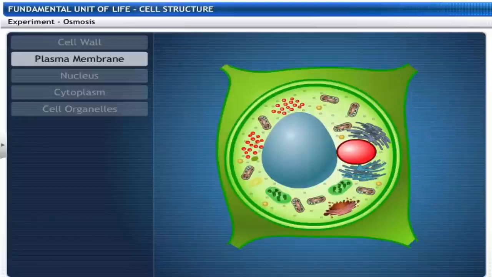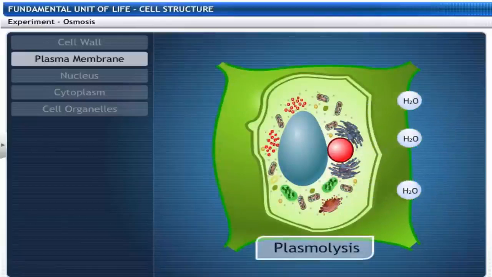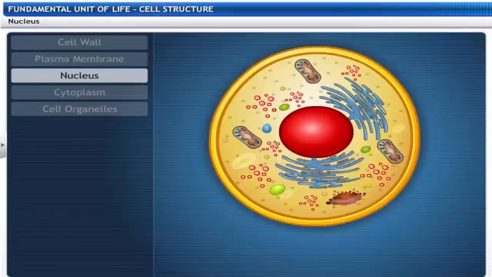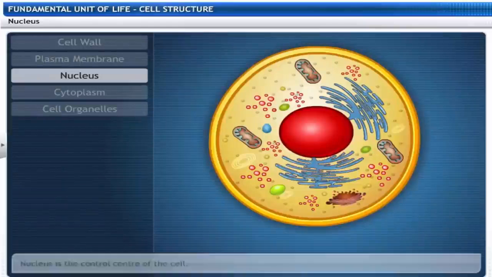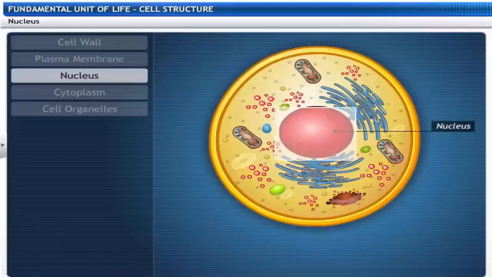When the cell loses water through osmosis, the cell contents shrink away from the cell wall. This is known as plasmolysis. Let's now look into the cell. This is the control center of the cell, called the nucleus.